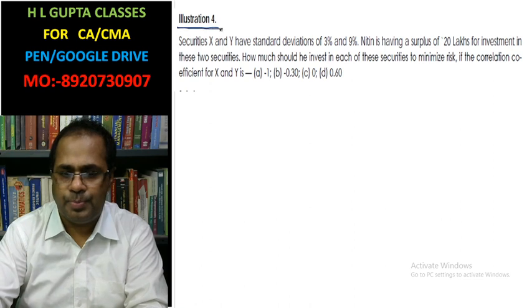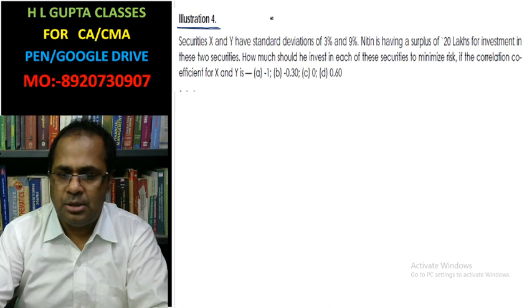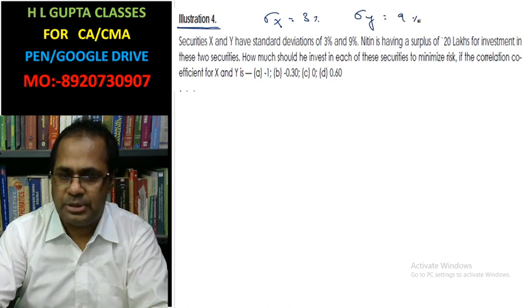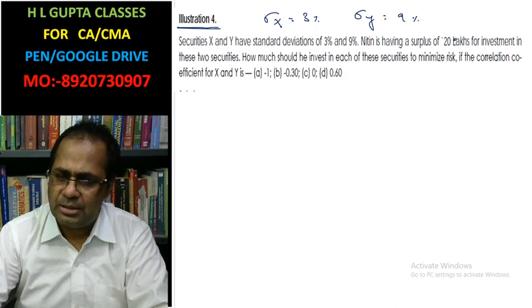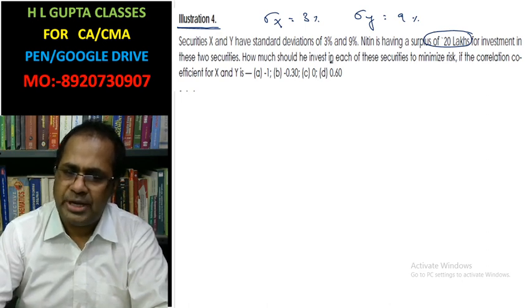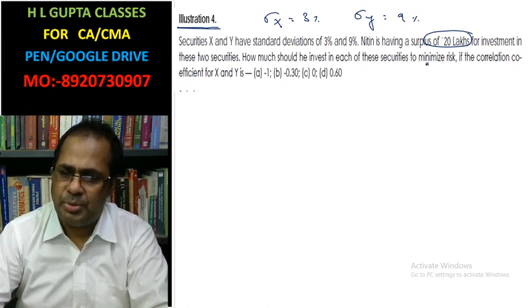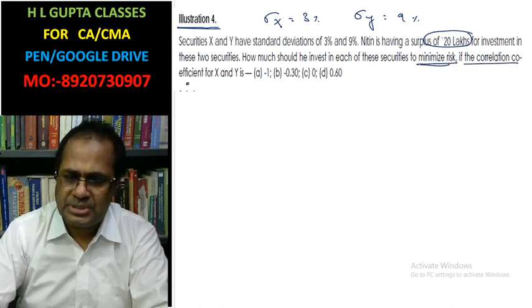Security X and Y have standard deviations: the standard deviation of security X equals 3%, and the standard deviation of Y is 9%. It is given that Nitin has a surplus of 20 lakh for investment in these two securities. How much should they invest in each of these securities to minimize the risk, if the correlation coefficient of these securities is this, okay.